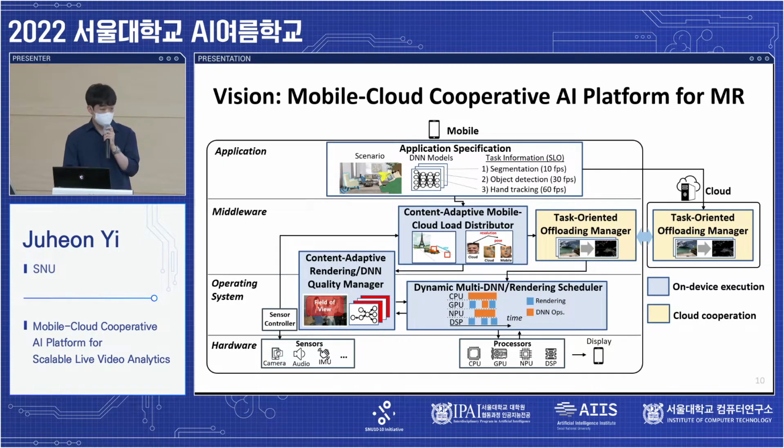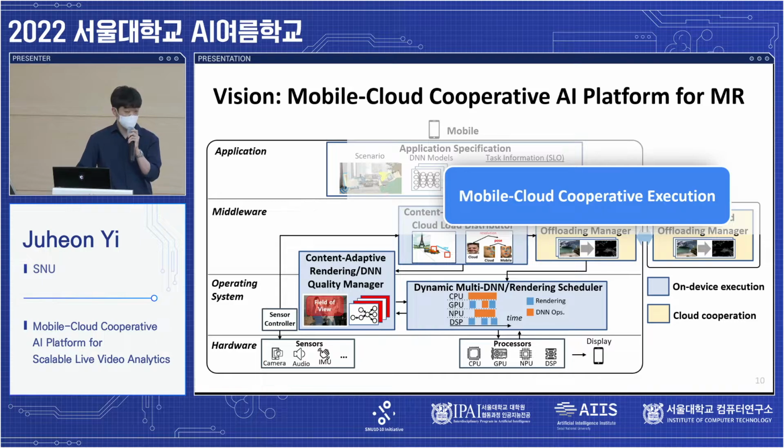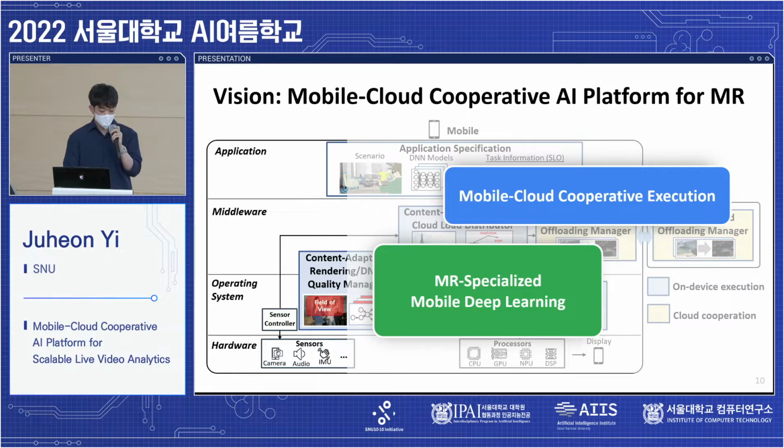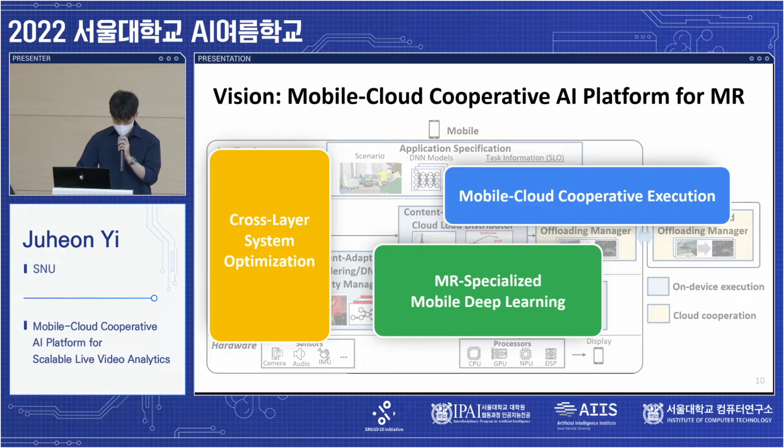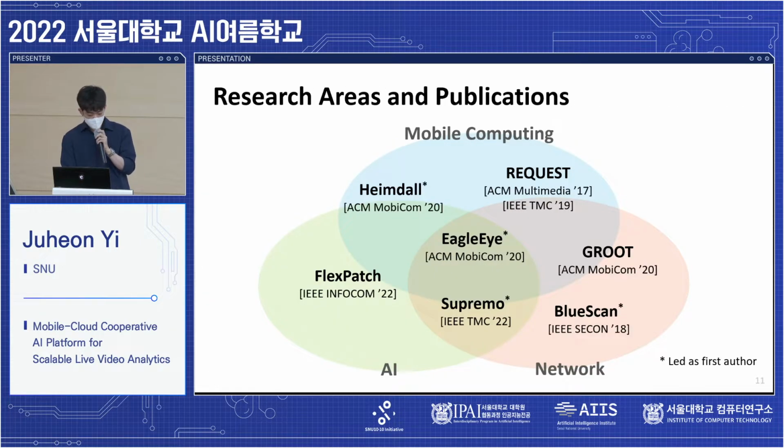So my research vision is to develop a mobile cloud cooperative AI platform for MR. And this is a very big picture that I am dreaming of. The core features of our platform can be summarized as follows. It intelligently splits the workload over the mobile device and the cloud for cooperative execution. We perform MR-specialized mobile deep learning techniques across various system layers. And to realize my vision, I've been working at the intersection of mobile computing, AI, and networking. And I have published papers in various top conferences and journals.